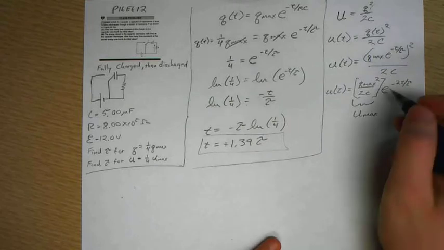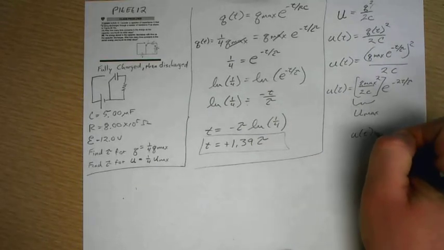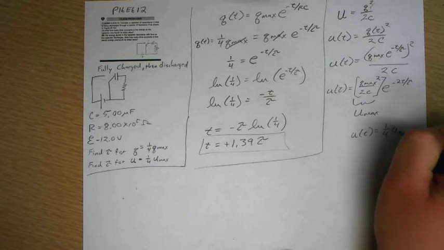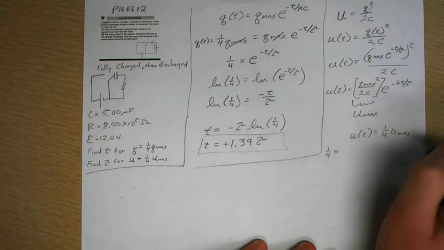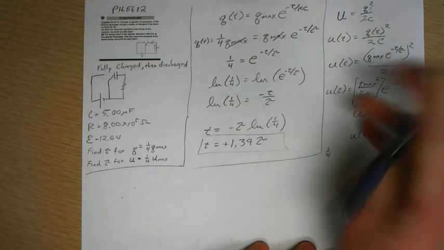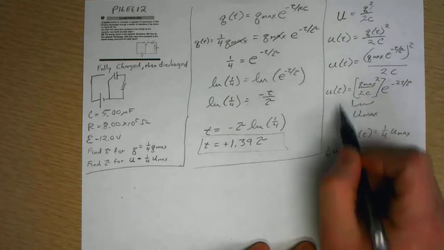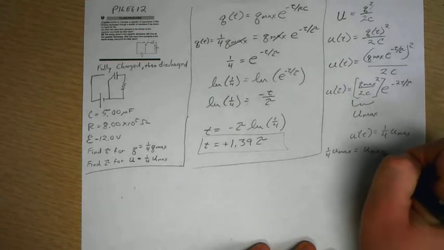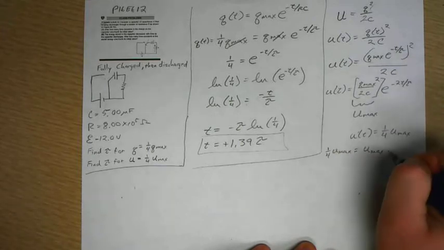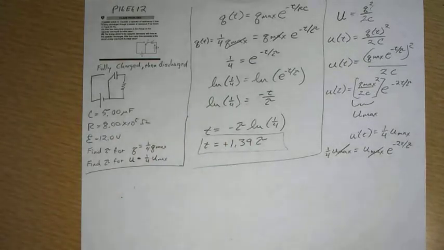Okay, so we need to find t when U of t equals 1/4 U max. So that gives us 1/4 U max, that is what U of t equals, equals U max, that's what this is, e to the negative 2t over tau. So the U max cancels out, and now we're going about solving the problem just like we did before.